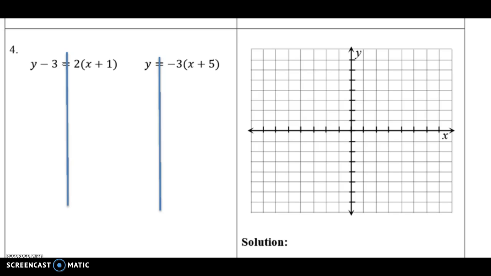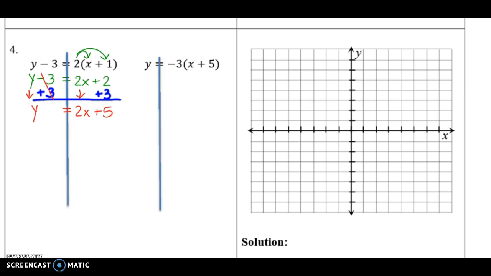All right, last question, question number 4. Again, both of these involve the distributive property. So I drop down my y minus 3 and I distribute the 2. 2 times x is 2x and 2 times 1 is 2. But I have to get rid of the minus 3, so I add 3 to both sides. I could drop down the y, and negative 3 and 3 cancel each other out. So then I have y equals 2x, and I combine 2 plus 3 to make 5.